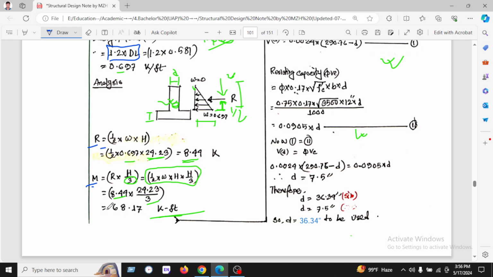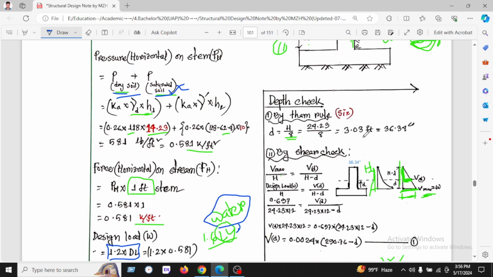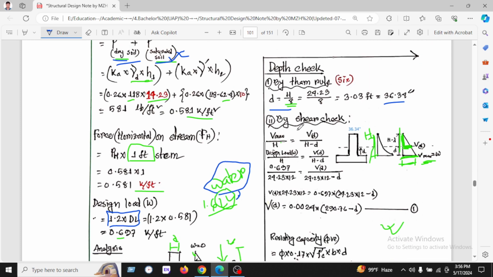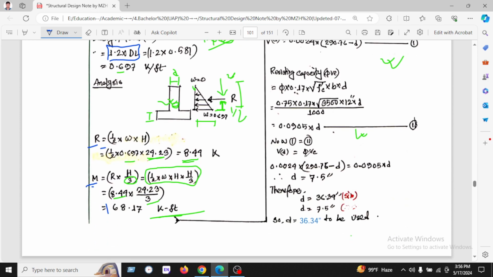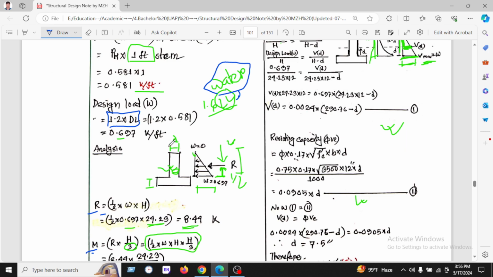And this is our moment. And the depth check, I have already said that this formula comes from Nadim Hossain's RC book. And we can also do a shear check and find the depth. The two types of depth we have found, one is the shear check, another is Nadim. That's why we will take 36.34. The depth here is 36.4, not the base, because we are calculating the stem. This is called the stem, and this is called the base.